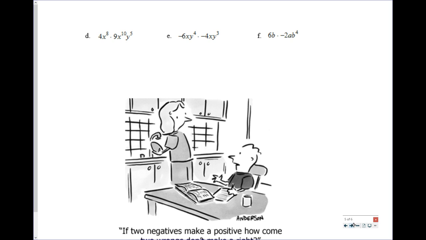Letter D, I've got 4 times 9, which gives me 36. I'm going to cross off the 4 and the 9. I've already done that. I've got x to the 8th and x to the 10th. I add those together and I get x to the 18th. And then the last one I have is y to the 5th. Okay, I don't need to multiply that y by anything because it's just kind of hanging out, so I just bring it down.